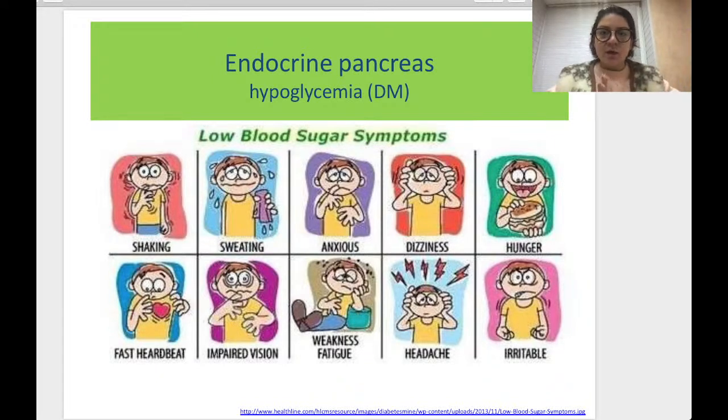One more time, this complex of symptoms: shaking, sweating, anxiety, dizziness, hunger, fast heartbeat, impaired vision, weakness, fatigue, headache, and irritability. That started during a short period. It can be 10, 15, 20 minutes, not longer. If you see such a person, you have to do something and at least suspect hypoglycemia in a diabetic patient.